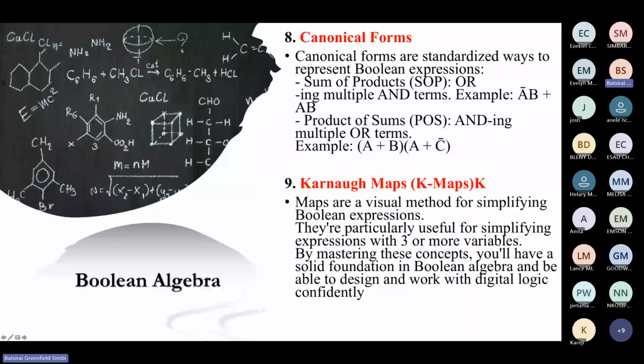Then we have a product of sums. That's, for example, A plus B in brackets, times A plus C complement. This is a product of sums. So we have K-maps. K-maps are a visual method for simplifying Boolean expressions. They are particularly useful for simplifying expressions with 3 or more variables. By mastering these concepts, you will have a solid foundation in Boolean algebra and be able to design and work with digital logic confidently.